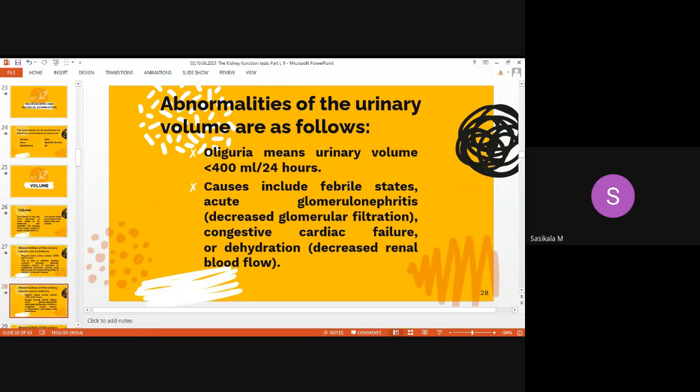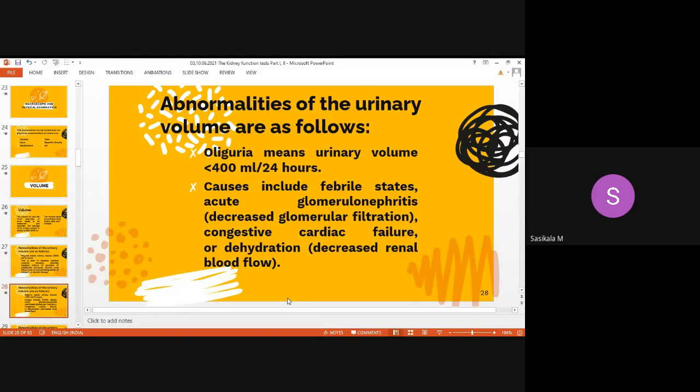And causes include febrile states, acute glomerulonephritis, decreased glomerular filtration. So mainly due to glomerulus dysfunction, filtration is decreased, so the fluid output will be reduced. And in congestive cardiac failure and dehydration the output will also be decreased, that is, decreased renal blood flow. Renal blood flow will be decreased during dehydration, so oral rehydration salts will be consumed during that time.